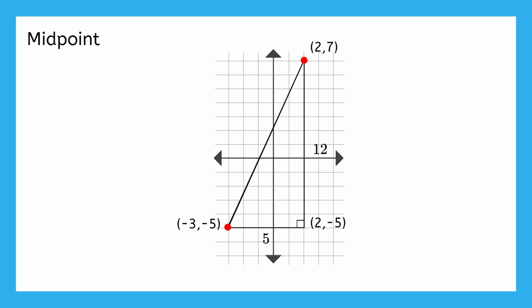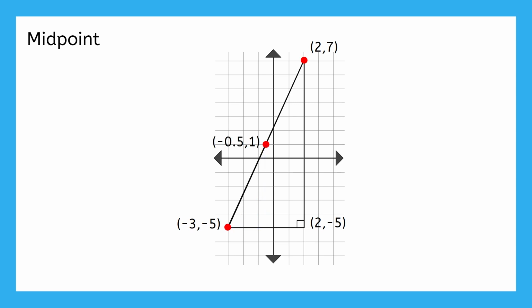If we want to go from one point to the other, we have to move 5 spaces horizontally and 12 spaces vertically. And if we want the midpoint, we only go halfway. Half of 5 is 2.5, and half of 12 is 6. And now we have the midpoint.